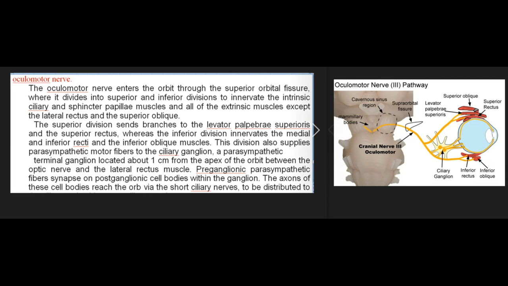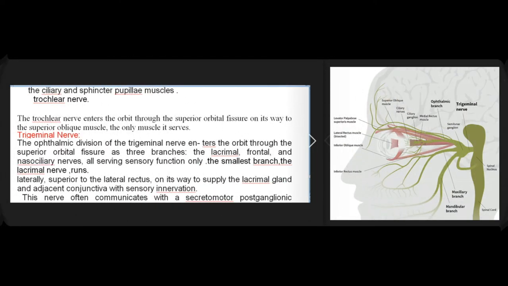This division also supplies parasympathetic motor fibers to the ciliary ganglion, a parasympathetic terminal ganglion located about 1 cm from the apex of the orbit between the optic nerve and the lateral rectus muscle. Preganglionic parasympathetic fibers synapse on postganglionic cell bodies within the ganglion. The axons of these cell bodies reach the orb via the short ciliary nerves, to be distributed to the ciliary and sphincter pupillae muscles.